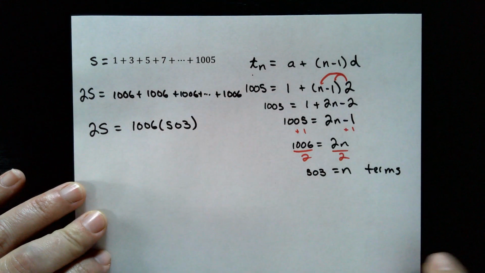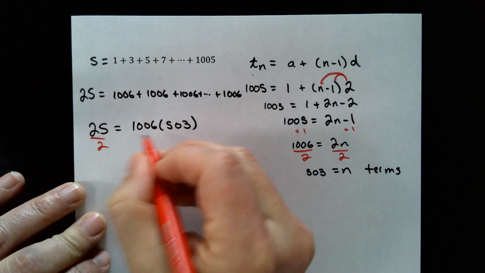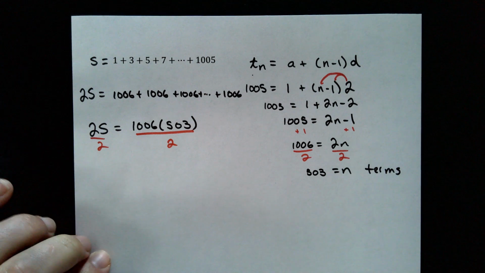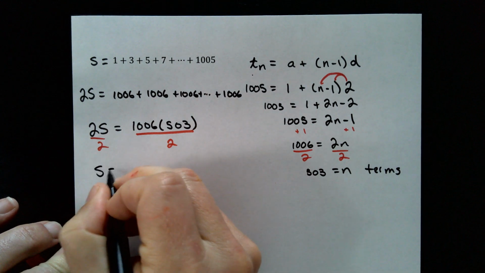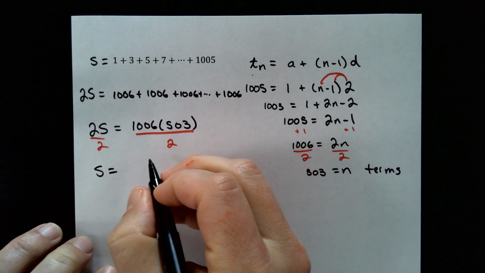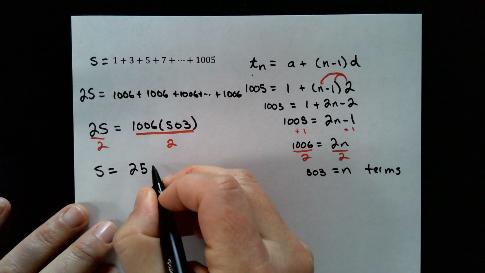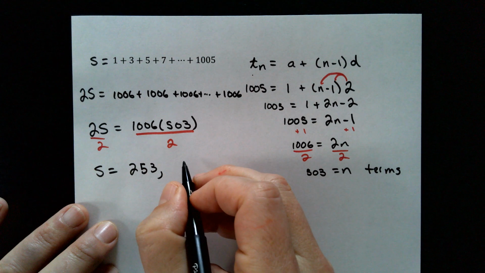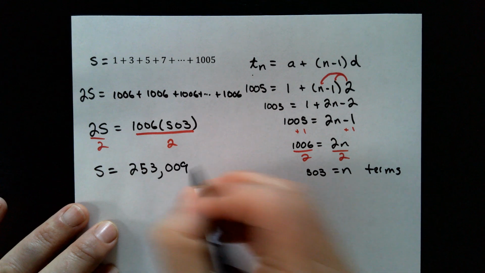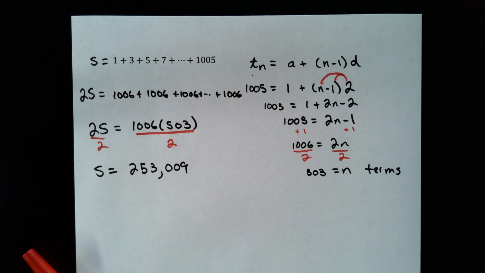Okay, and then if I divide the 2 on both sides, I get s is equal to 253,009. There we go. You can put that in your calculator to confirm. Let's look at the next problem.